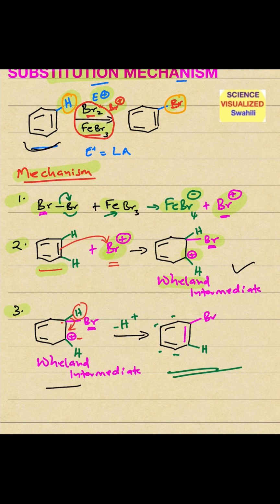And then the last step is the loss of a proton, or hydrogen ion. So you lose this hydrogen, and as you do that, you end up forming a double bond in that position here, and therefore you restore aromaticity, and that's the end of the reaction mechanism.